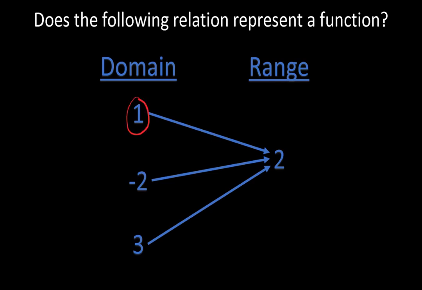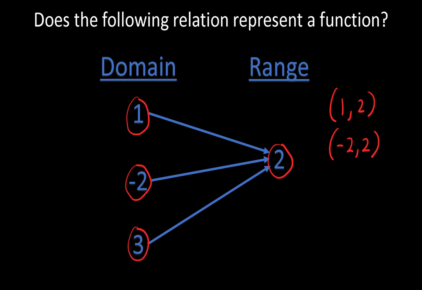The first element of our domain is 1, and I can see that 1 is paired with 2 from the range. That gives me the ordered pair 1, comma 2. The next element in our domain is -2, and we can see that -2 is paired with 2 as well from the range. And then last but not least, we see that 3 is paired with 2 also. So this gives us the 3 ordered pairs, 1, comma 2, -2, comma 2, and 3, comma 2.